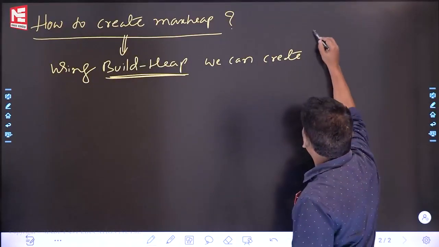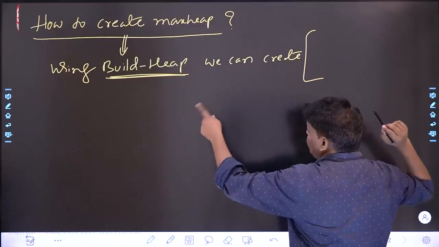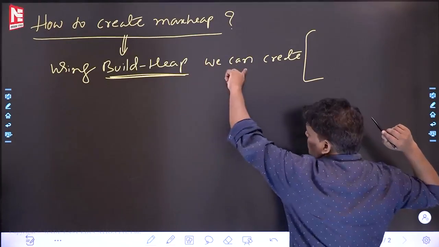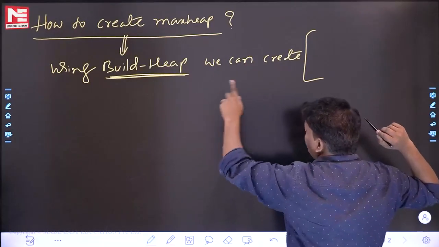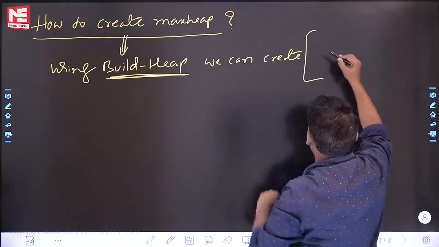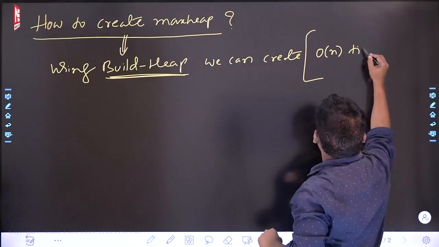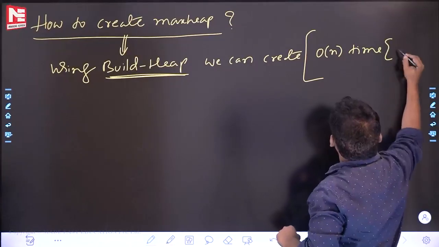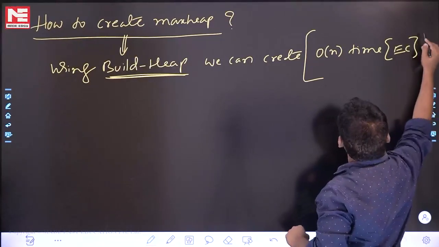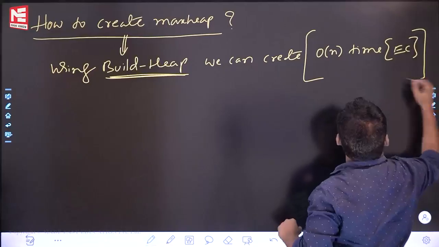Can you help, in how much time? I am writing the time also, within a few minutes I will explain. Some people are asking how much time. See, I am writing the time also. How much time? See this one, order of n time. And one more thing, every case, not best case, not worst case, every case.